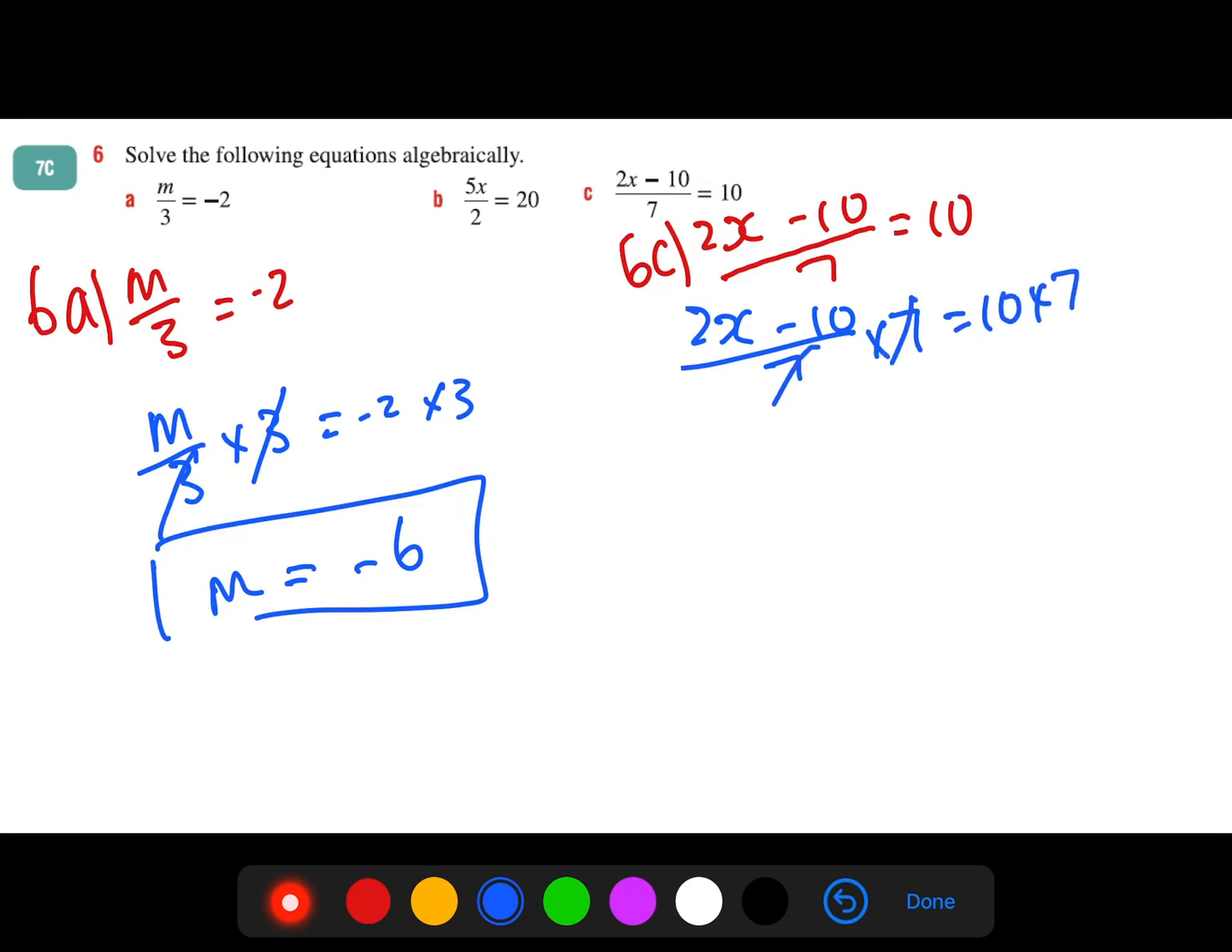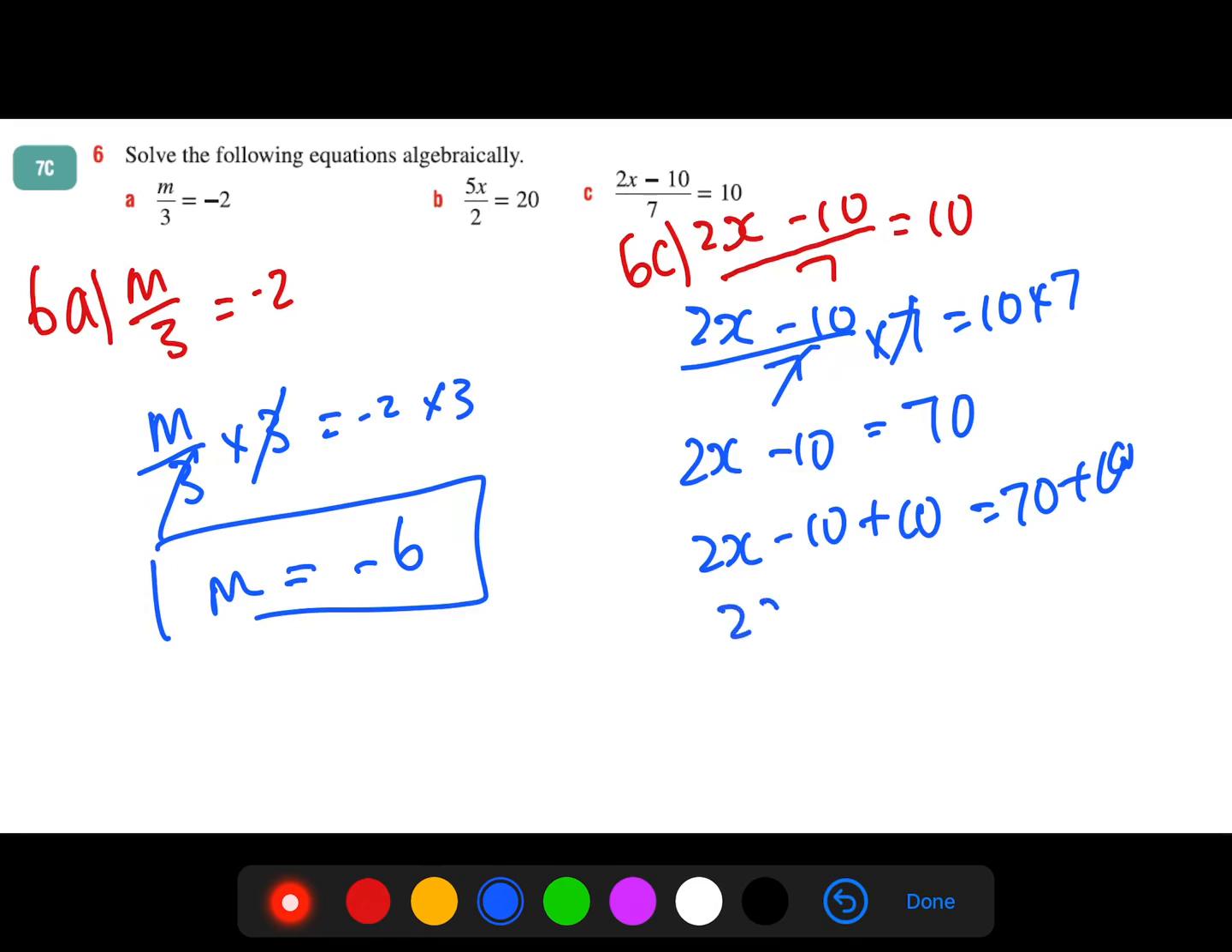So then the 7s will cancel out. 2x minus 10 is equal to 70. Next, I'm going to move the 10 over. So 2x minus 10, doing the opposite. So it'll be 2x.